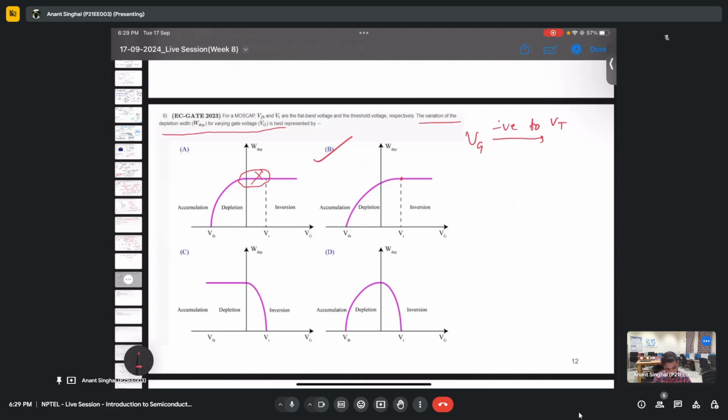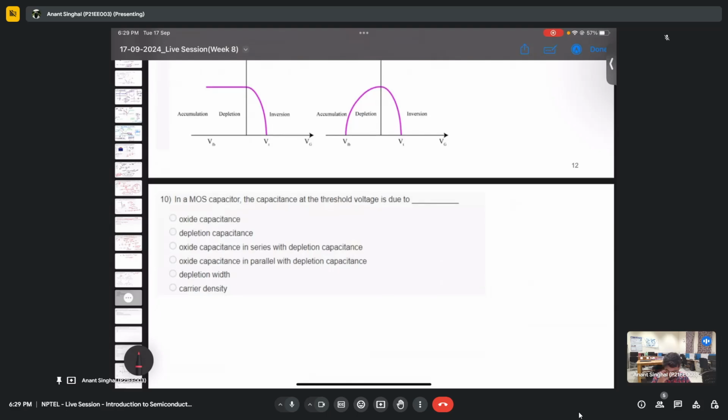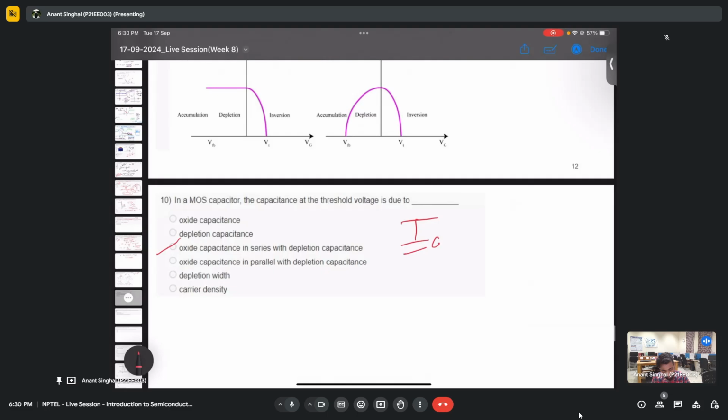Okay. So in a MOS capacitor, the capacitance at the threshold voltage is due to what? Any guesses? A, B, C, D, E, F. Let's say there are 5, 6 options. C. Yes. So at threshold voltage, we have the series combination of the depletion and the oxide capacitance. Is it fine? Shall we move ahead, everyone?